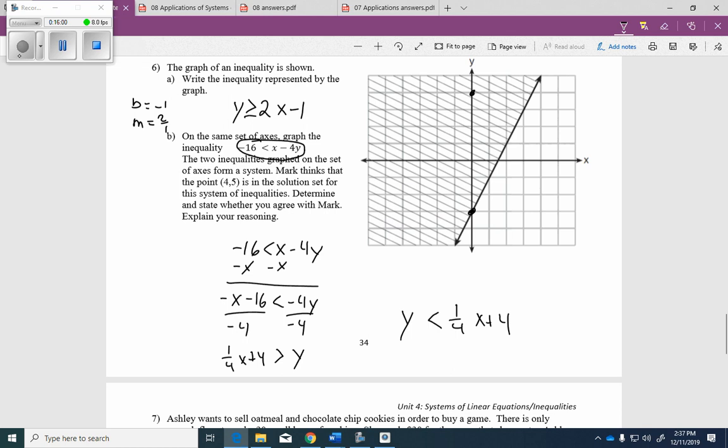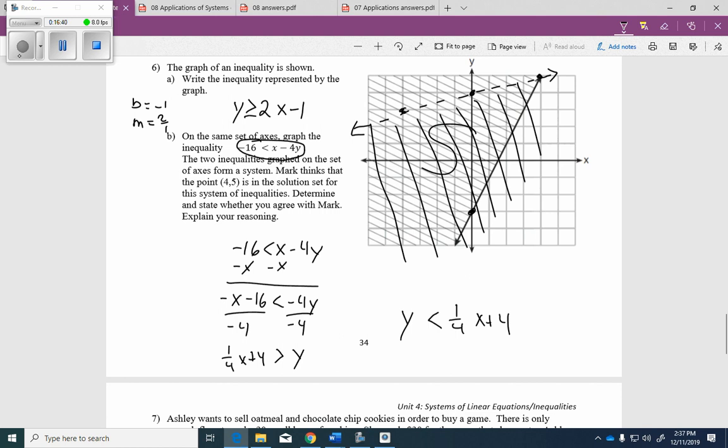I'll start at 4, and I'll go up 1, right 4. Or the other way. And it's a dashed line. And it's shaded down. And this is my solution set.